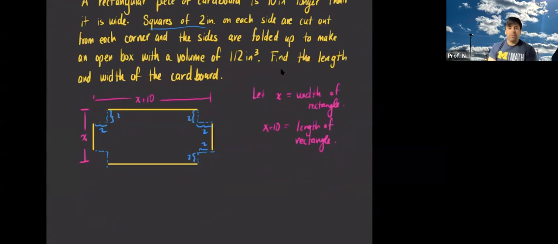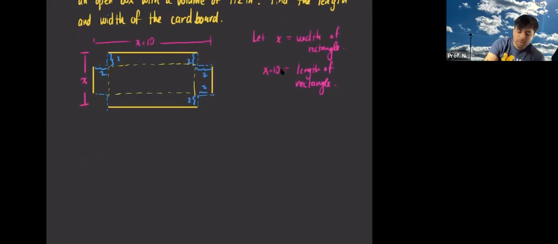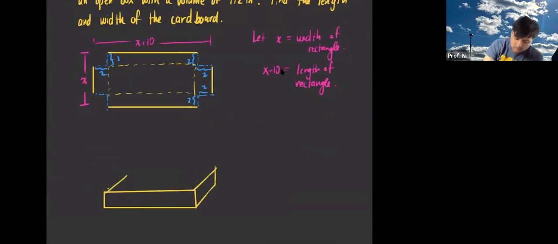So after they're cut out, what do we do? Their sides are flipped open. The sides are folded up. And what does that mean? We're making a cardboard box that's opened up. And when we do that, we get something that looks like this.